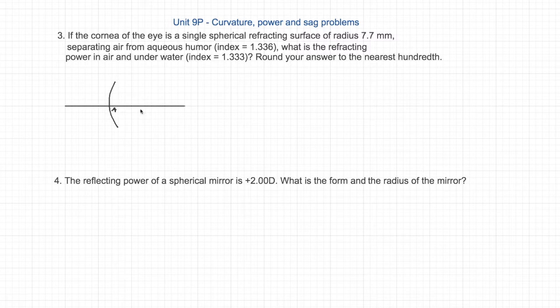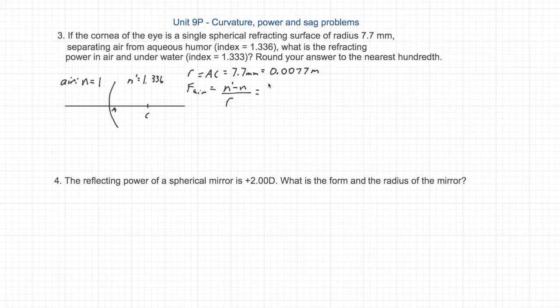So here's our optical axis and our cornea with vertex A and center C on the right. We'll first solve for air, where n equals 1. N prime equals 1.336. The aqueous humor is the fluid behind the cornea. The radius is measured from A to C. It's a positive number, and 7.7 millimeters equals 0.0077 meters. Formula is power equals n prime minus n over r. We'll plug in our numbers, and we find that the power of the cornea is 43.64 diopters.